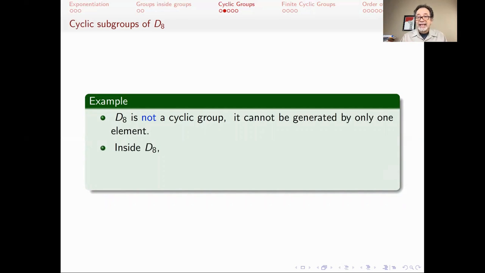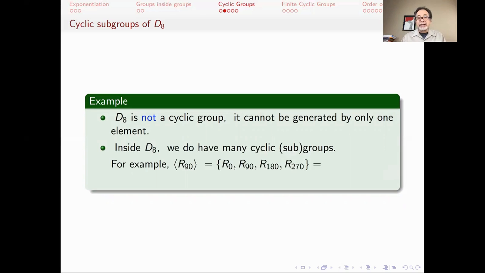But inside D8, there are a lot of cyclic groups. For example, what is the subgroup generated by R90? That's R0, R90, R180, and R270. Using A as standing for R90, then it's A squared, and A cubed. This is the cyclic group inside D8. D8 is not cyclic, but it has a subgroup that is cyclic. In fact, it has many. The subgroup generated by H is just R0 and H, H being the horizontal reflection, with our other notation for D8, note H by B.